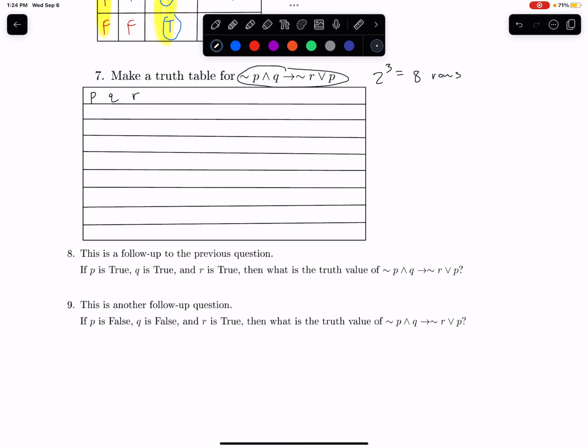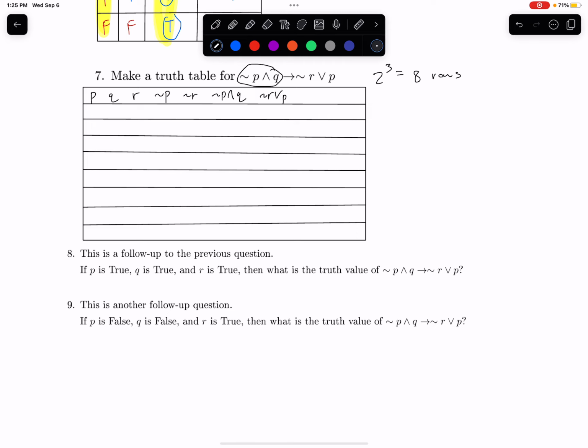Okay, what's first in the order of operations? I've got negations, ands and ors, and I've got this conditional statement. Remember, the order is negations first, ands and ors next, and then conditionals, yeah? So negations first, I'm going to need a not P here. I'm going to need a not R. Okay, now let's do the ands and ors. I need a not P and Q. I need a not R or P.